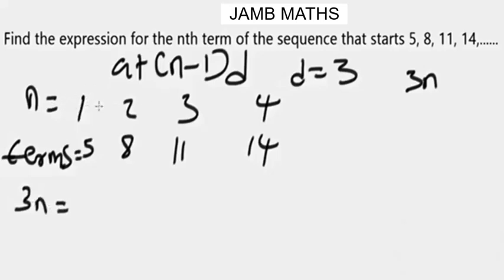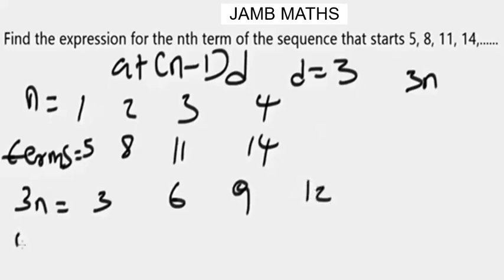When n is 1, the term is 5. When n is 2, the term is 8. When n is 3, the term is 11. When n is 4, the term is 14. So 3n when n is 1 will be 3 times 1, to give us 3. 3n when n is 2 will be 3 times 2, which gives 6. 3n when n is 3 will give us 3 times 3, which is 9. 3n when n is 4 will give us 3 times 4, which is 12.